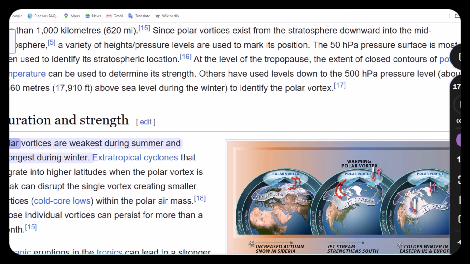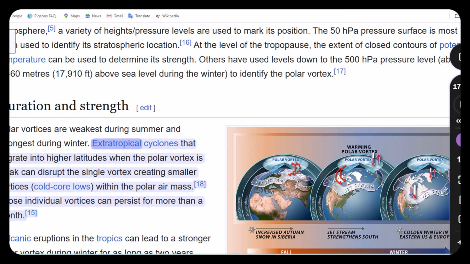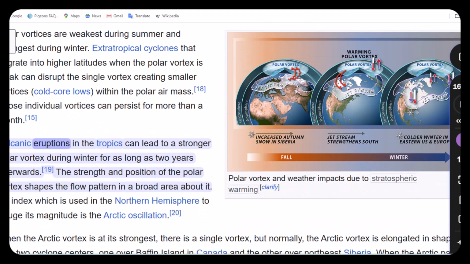Duration and strength. Polar vortices are weakest during summer and strongest during winter. Extratropical cyclones that migrate into higher latitudes when the polar vortex is weak can disrupt the single vortex, creating smaller vortices, cold core lows within the polar air mass. Those individual vortices can persist for more than a month. Volcanic eruptions in the tropics can lead to a stronger polar vortex during winter for as long as 2 years afterwards. The strength and position of the polar vortex shapes the flow pattern in a broad area about it.